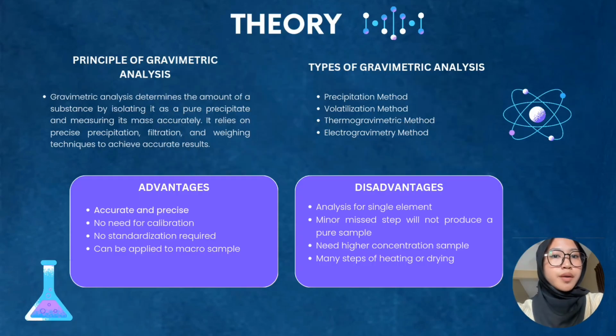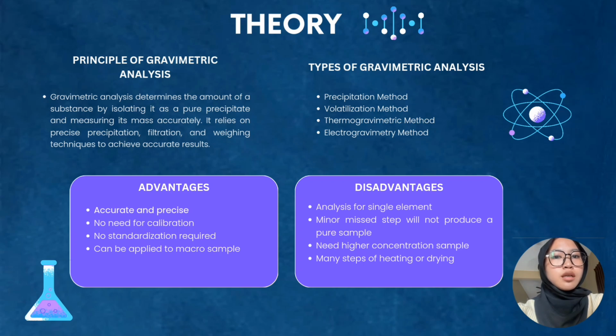Next, I'm going to explain the theory of gravimetric analysis. The principle of gravimetric analysis is to determine the amount of a substance by isolating it as a pure precipitate and measuring its mass accurately. It relies on precise precipitation, filtration, and weighing techniques to achieve accurate results. Next, we have 4 types of gravimetric analysis.